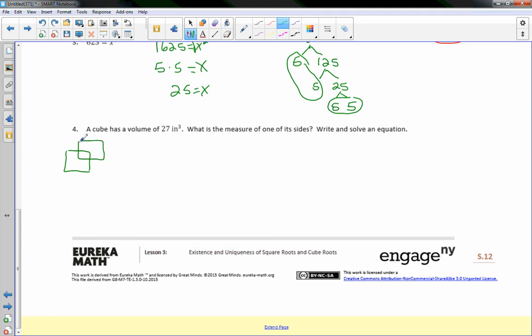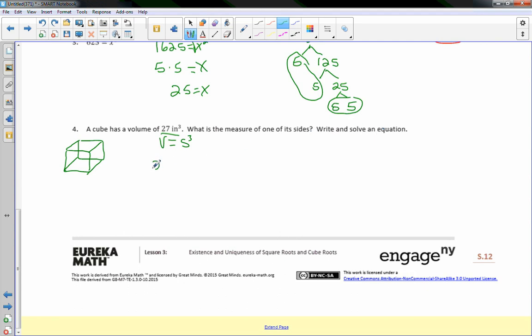So if I draw a cube, there's my cube. It says the volume equals s cubed in this case. That's my formula for a cube: side times side times side. So the volume is my given. It says it's 27 cubic inches. So it says a cube has a volume of 27 cubic inches. What is the measure of one side? And write and solve an equation.